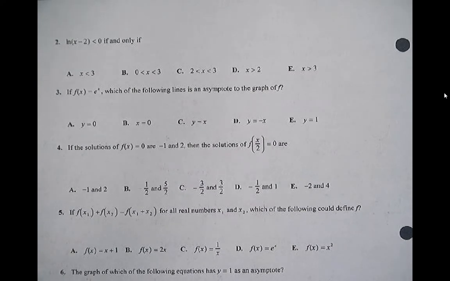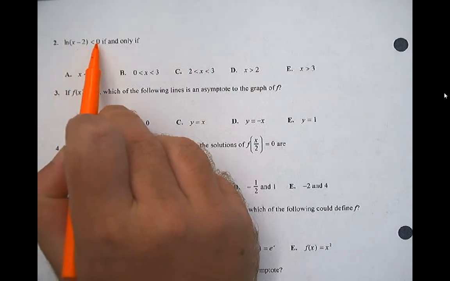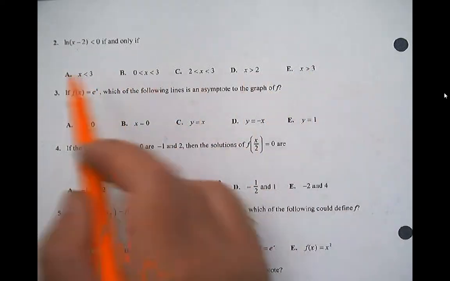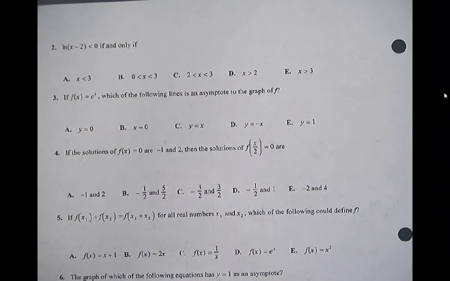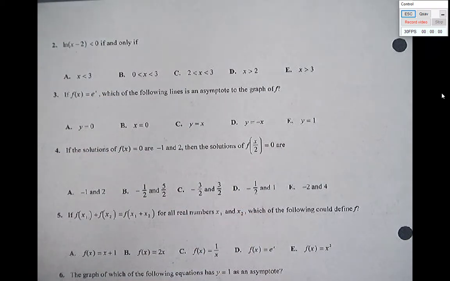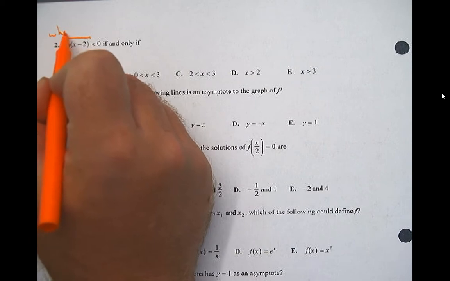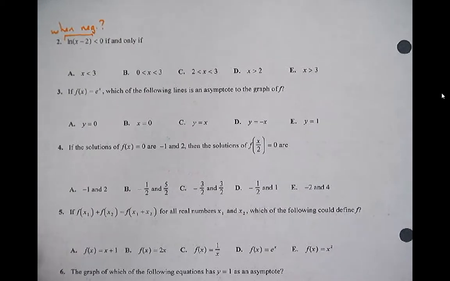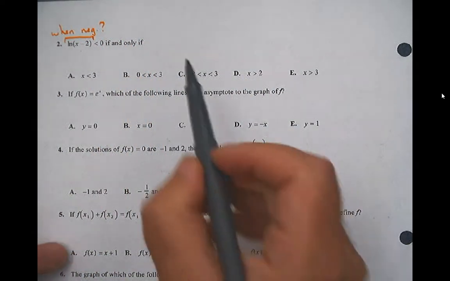Okay, so we're looking at natural log. So natural log of the quantity x minus 2 is less than 0 if and only if these things are true. Well, we don't know any of that until we start to look at what this function looks like, especially after a transformation. So let's do just what we did on the front here. Basically, this is saying, when is this function negative? That's saying where on the graph of this function are the y values below the x-axis? Where are they negative? So I need to sketch it.